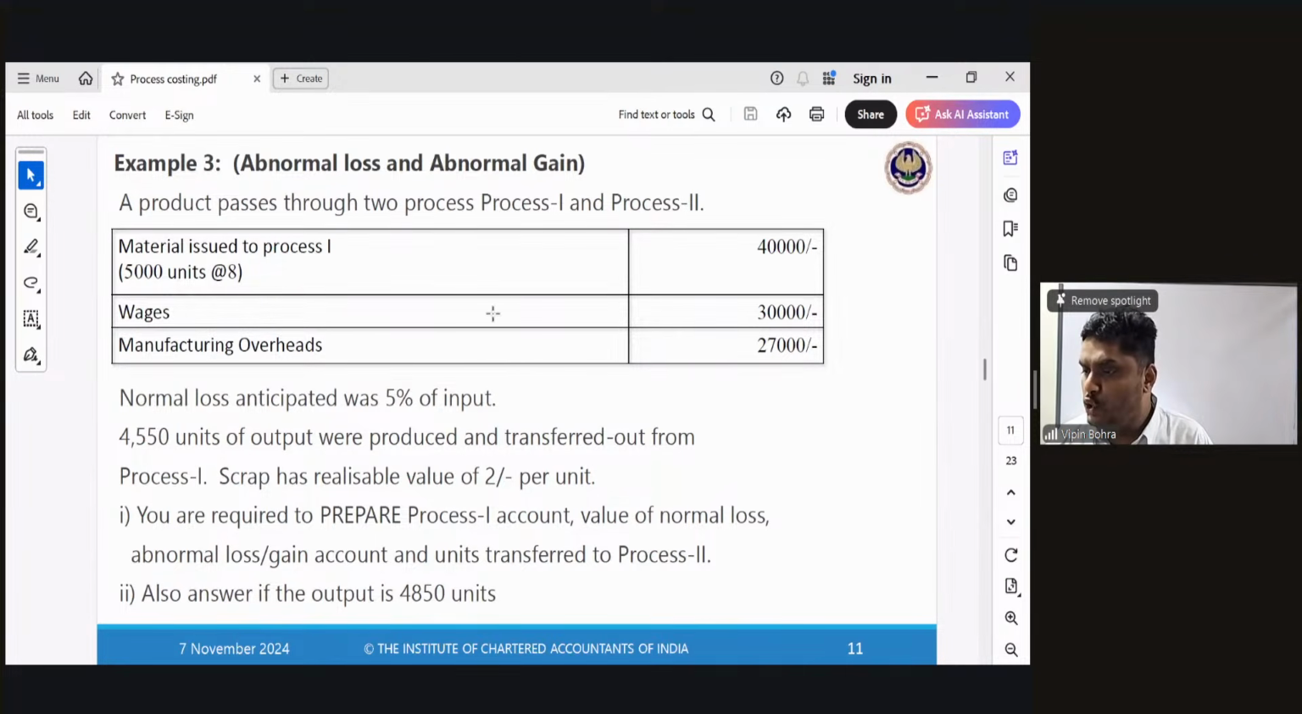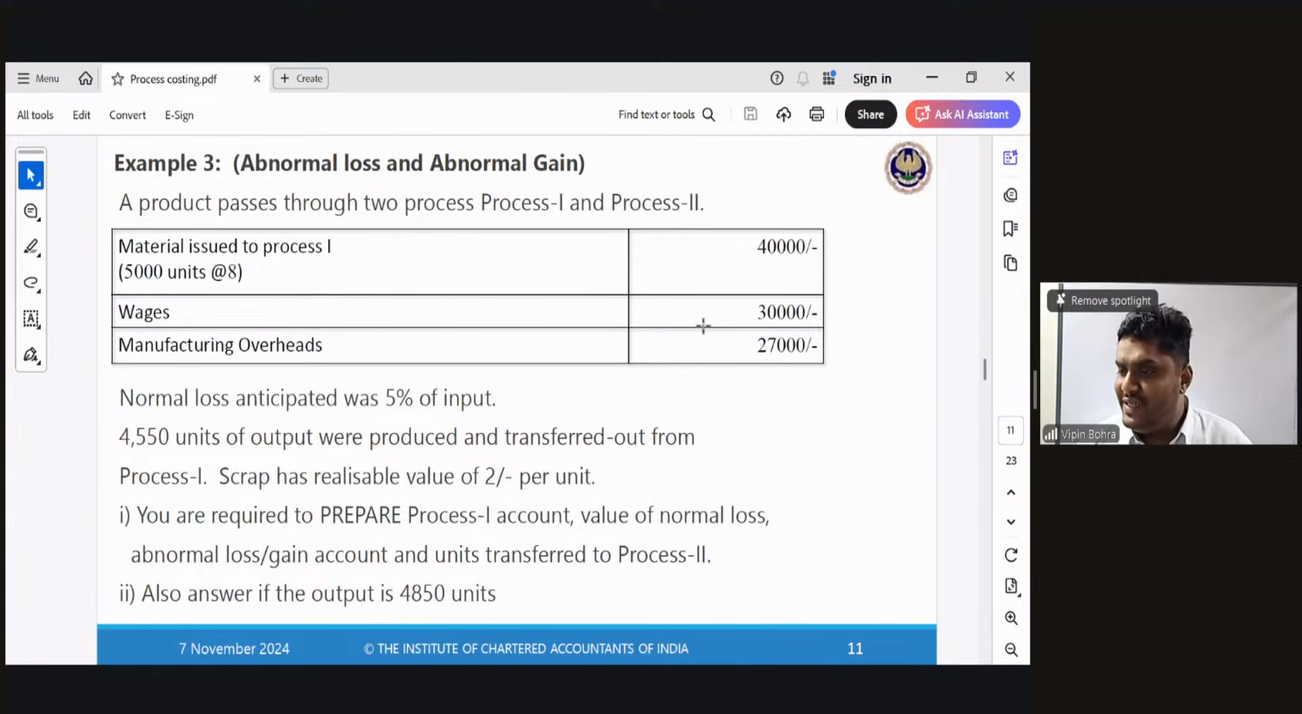A product passes through two processes, first and second. Material issued to process first is 40,000, wages is 30,000, manufacturing overheads are 27,000. Normal loss is anticipated as 5% of inputs. Now, if the output is 4550, we have already discussed, the scrap value is given, that is rupees 2 per unit. You are required to prepare process first account, value of normal loss or abnormal gain, and units transferred to the next process. Now, second part, also answer if the output is 4850.